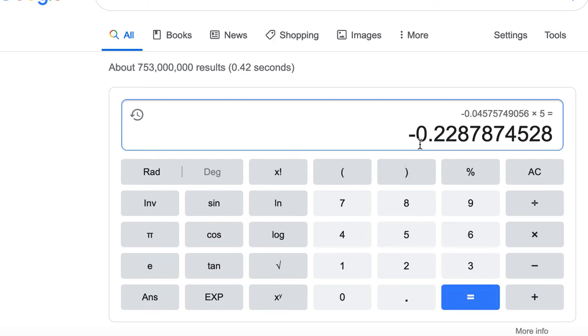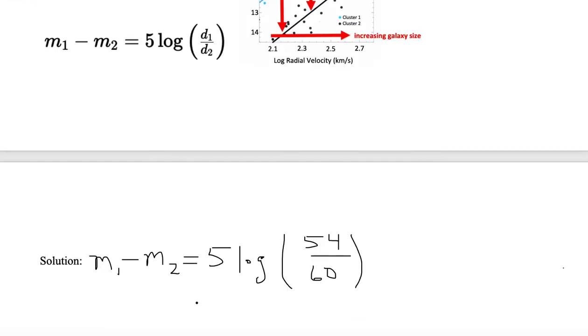And I have a value of minus 0.228. So since the 8 is higher than 5, we're going to round this 2 up to 3 to get minus 0.23. So our value is minus 0.23. And then we have our difference on the left, m1 minus m2.